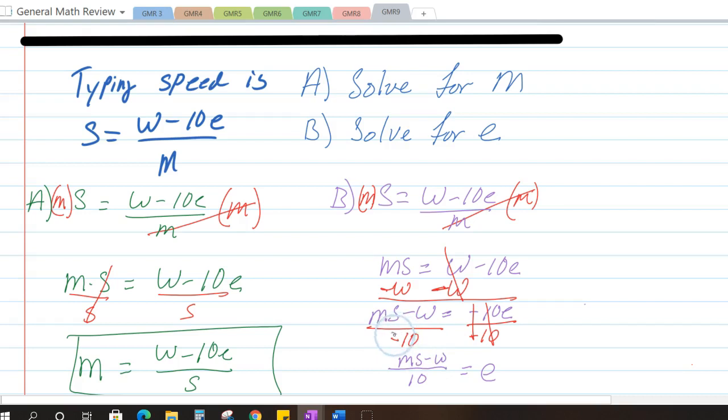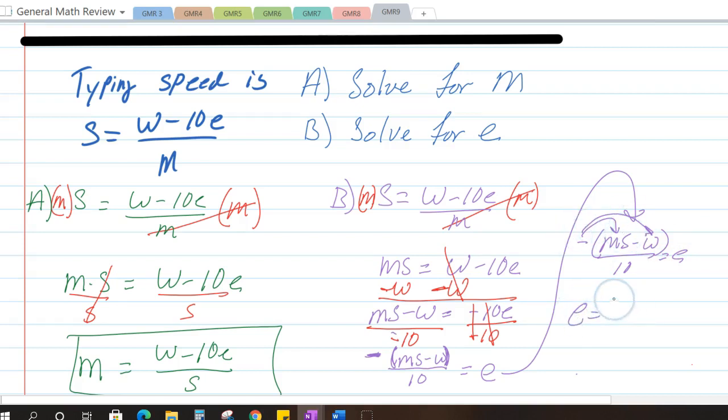Now don't forget the negative sign. Remember that negative is going to be either in the middle or on top. It's much better to put it on top, but it's talking to the whole thing. So I'm going to move my problem up here so I have room. That negative sign is going to distribute to the ms, and that negative sign is going to distribute to the w. At the same time, I'm going to put the e in front. E is equal to negative times a positive is a negative ms. Negative times negative is a positive w all over 10.